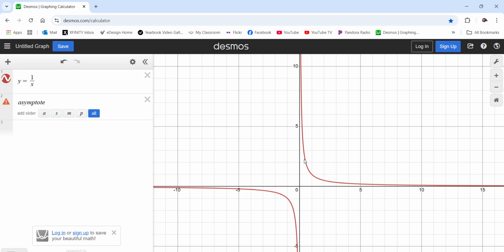Let's try it one more time. So this line right here, as it's going to infinity, what is the graph approaching? The graph is approaching what? Y equals 0. Very good. Okay. So as we go up like this, what is it approaching? X equals 0. That's right. It's getting really, really close to that line.